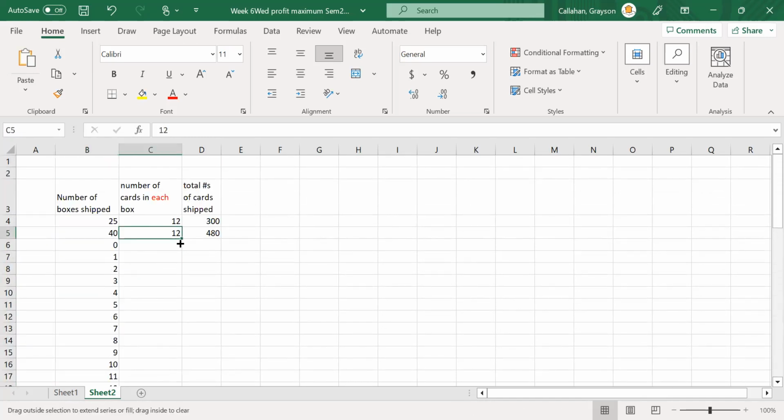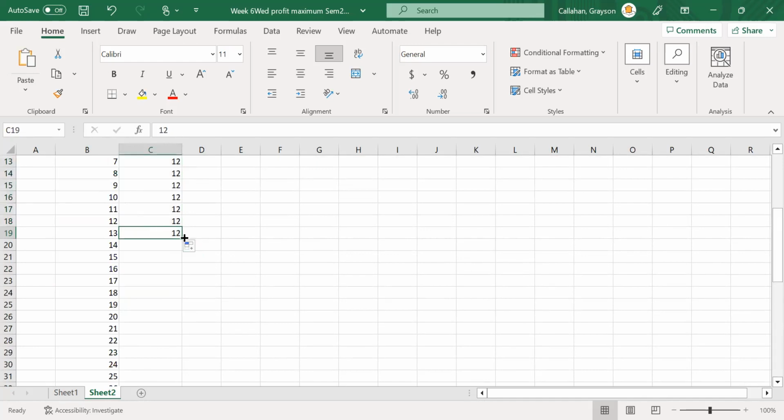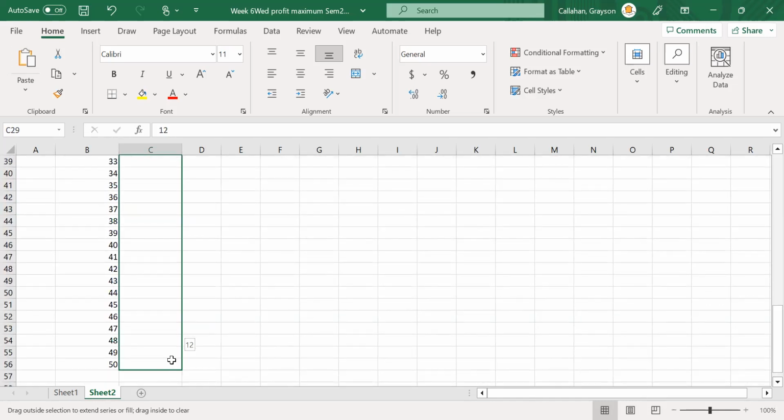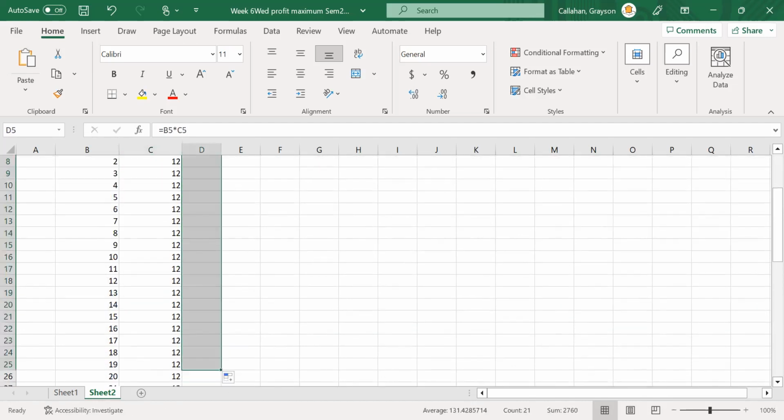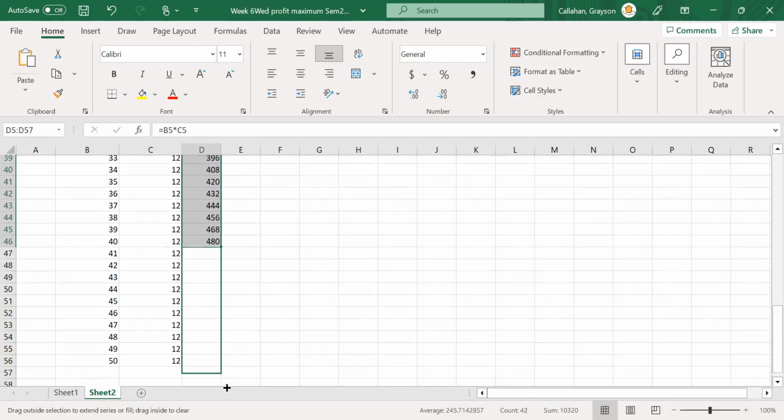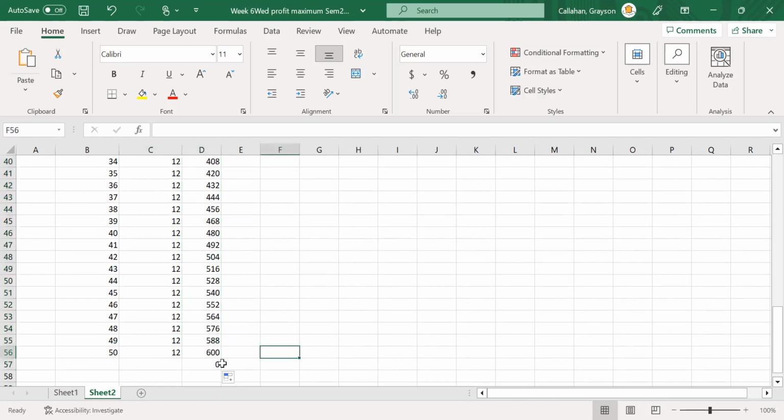Is the number of boxes gonna change? Is the number of cards in each box gonna change? No, the number of cards in one box is never gonna change. It's always gonna be 12 cards in a box, right? But what is gonna change is the total number of cards sent, because that depends on the number of boxes, right? Do you see the number right here? These are the number of boxes, right? All the way to 50 boxes. Do you see that? What's the difference here?